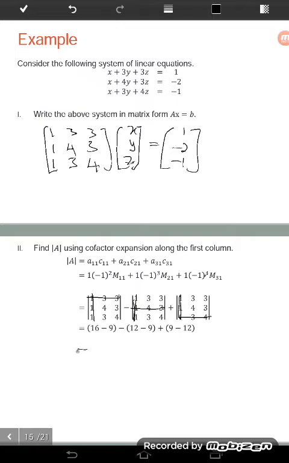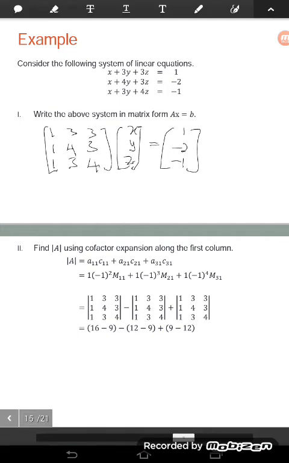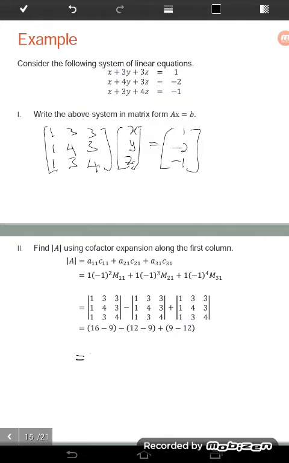Okay, so what is the answer? 16 minus 9 is 7, minus 12 minus 9, which is 3, plus 9 minus 12, which is negative 3. So it is equal to 7 minus 3, 4, minus 3, which is 1. So the answer is 1. Okay, so this is M11, M21, M31.